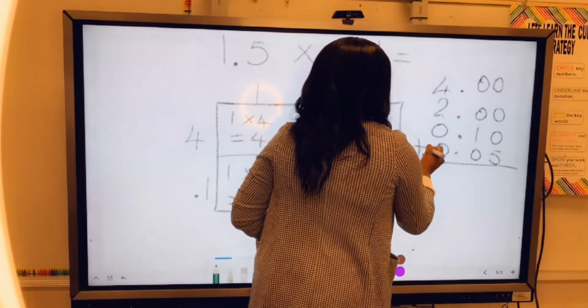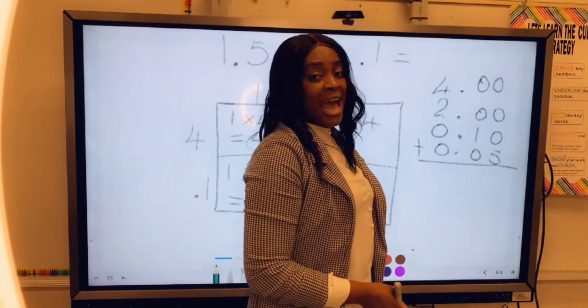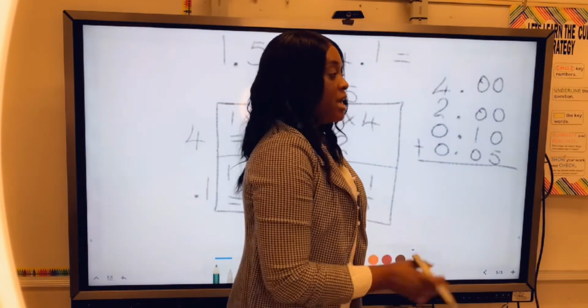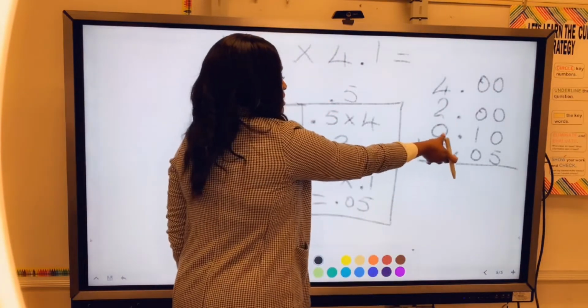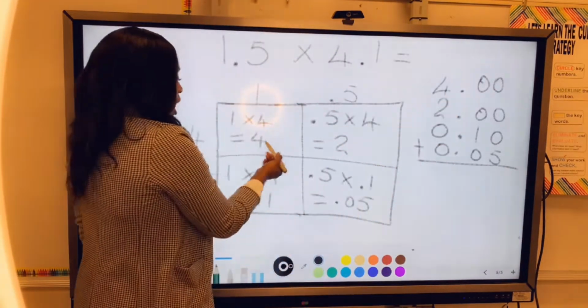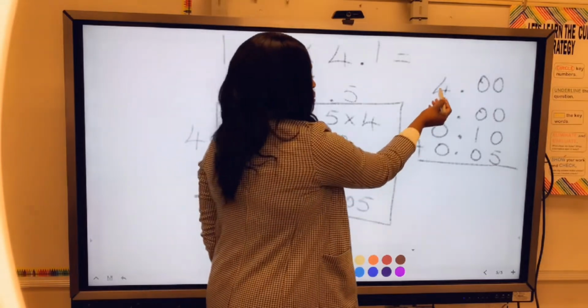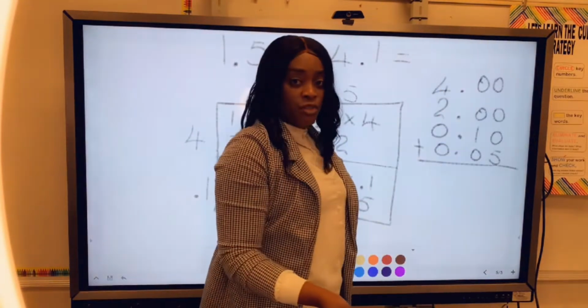Now I'm going to add. Now we're going to add all the partial products together. Let's make sure we have all the partial products stacked here to add. We have 1, 2, 3, 4. I have 4 partial products.